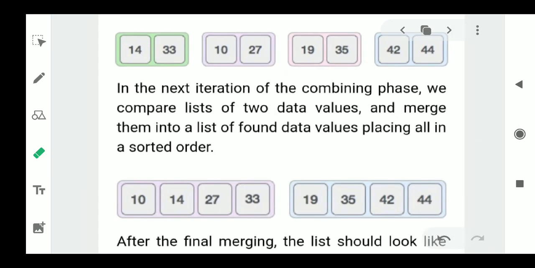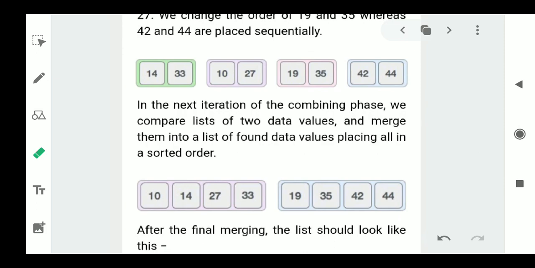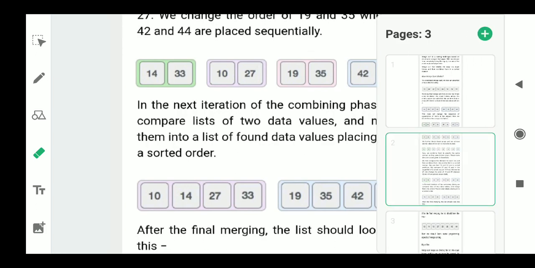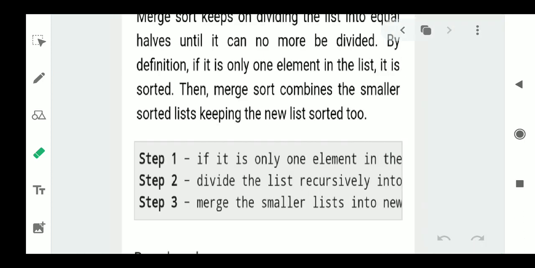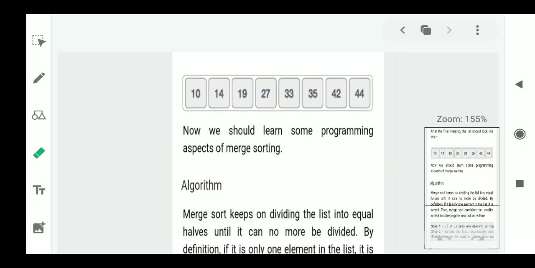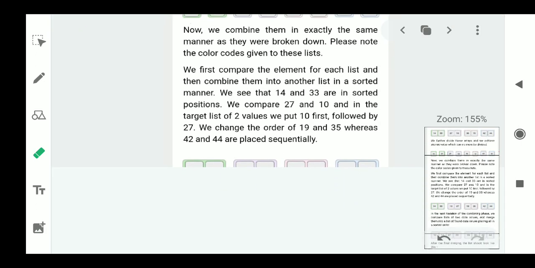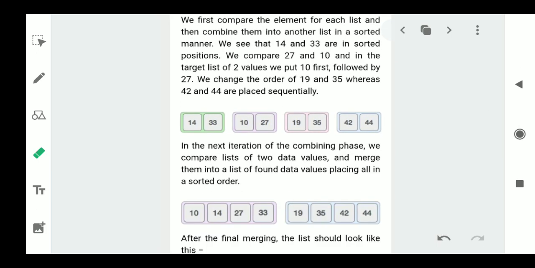So once these two lists are found, what are we going to do now? Finally we are going to merge the entire list, these two sublists of elements, into the final list. We will see now how we are going to do this. How are we going to compare? We will see that here itself.